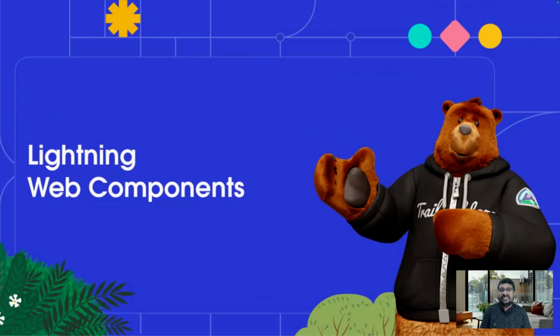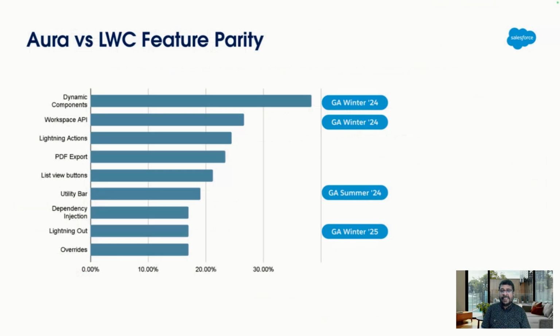That's all about Apex. The next set of updates I want to share is about Lightning Web Components. So here is a quick graph which shows the Aura versus LWC feature parity.